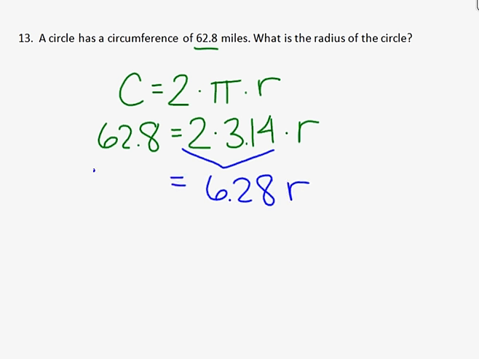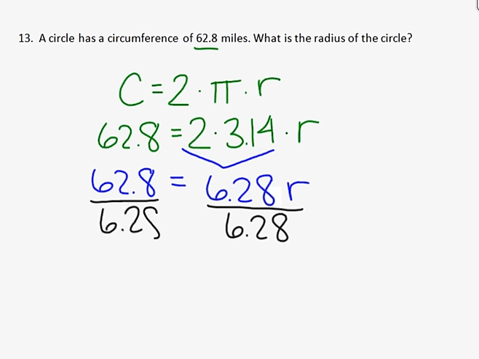Bring everything else down. And then divide by 6.28 on each side. So that actually works out pretty well. 62.8 divided by 6.28 is 10. And then units for that are going to be miles, which would be mi. It's a little bit different than meters, which is just m.